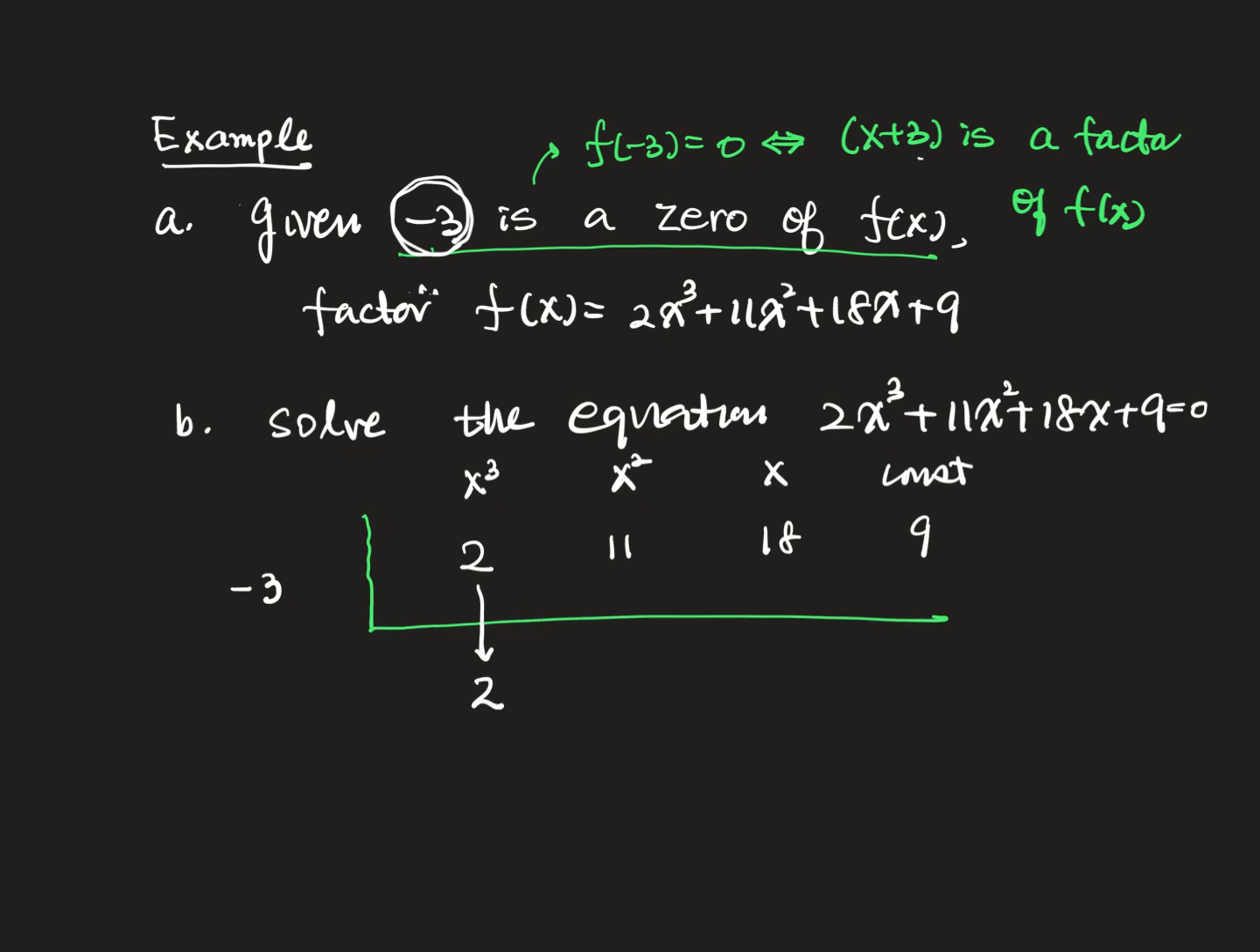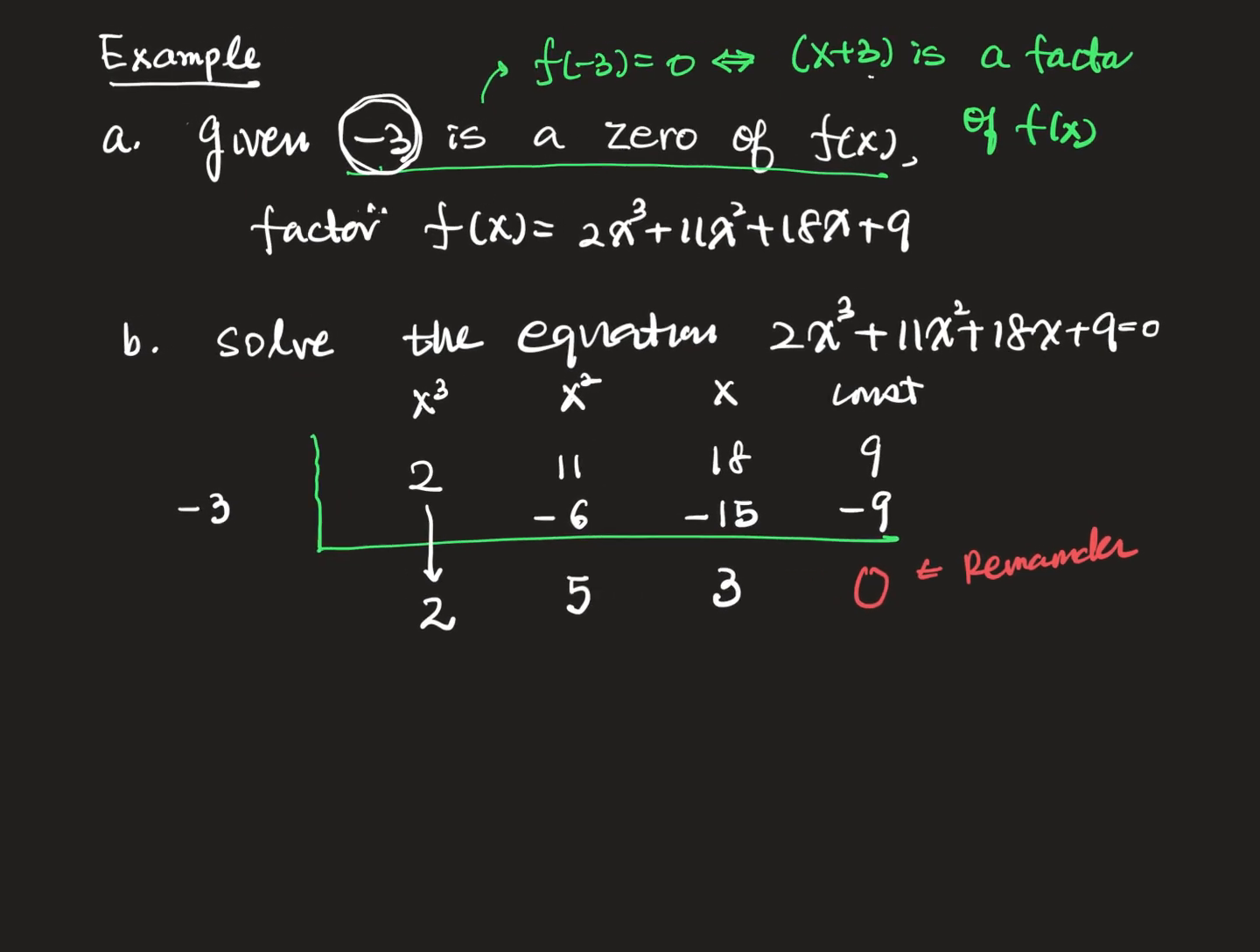Putting it down, 2 times negative 3 is negative 6. Add together is 5. 5 times negative 3 is negative 15. Add together, 3. 3 times negative 3, negative 9. And you see that this one is a zero. Remainder 0. That means x plus 3 is a factor.